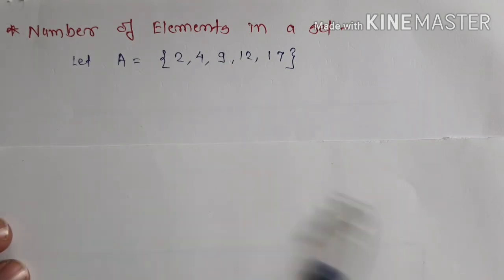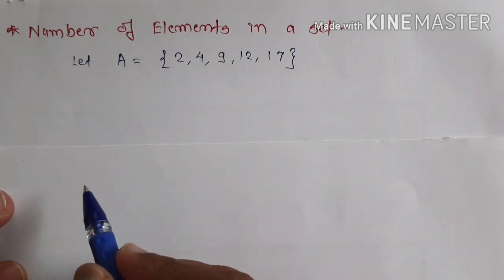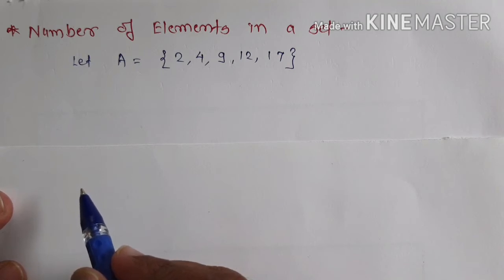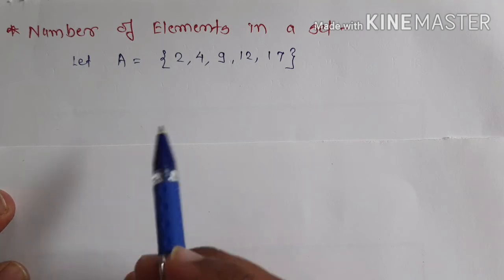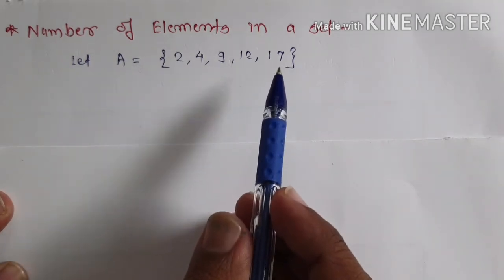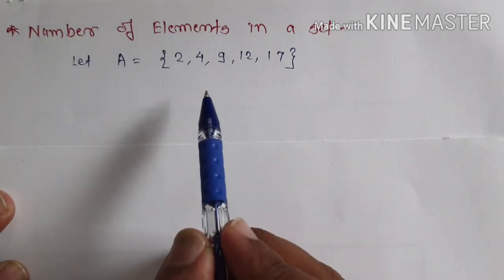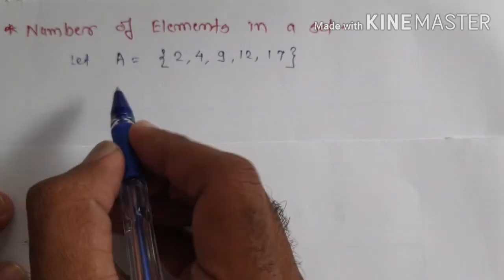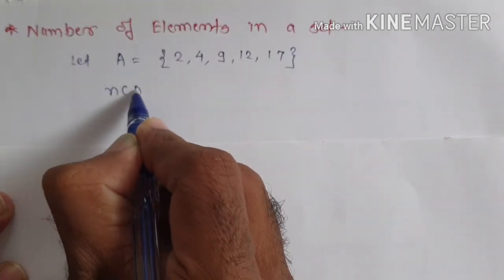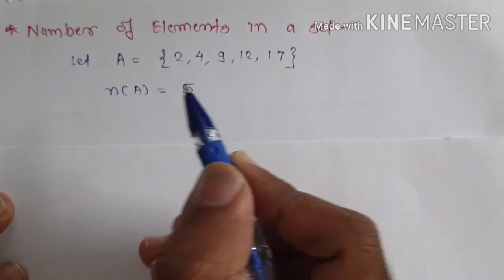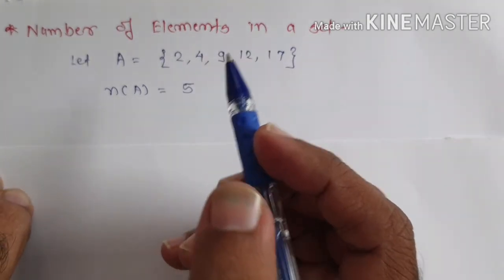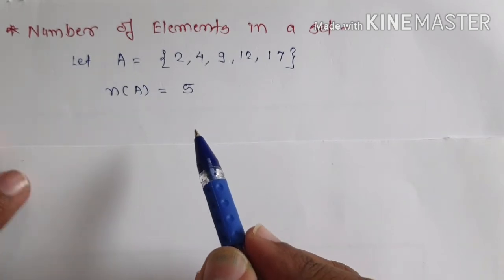Let us study the last point in this topic, that is number of elements in a set. For this one, let us consider one example. Let us consider a set A of 5 numbers: 2, 4, 9, 12 and 17. As we can see here, there are 5 elements in this set A, that's why we say that in set A there are 5 elements and we denote it as n(A), the number of elements in set A, is equal to 5. So this is how we can find the number of elements in any particular set.